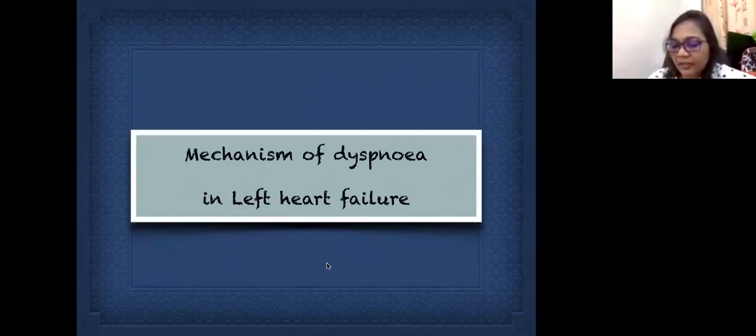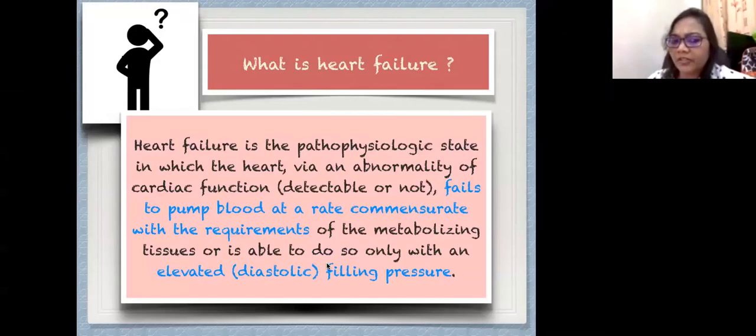How about the mechanism in left heart failure? Actually, we'll go a little bit deeper into this because this is the basis of management of most of the heart diseases. Your entire outcome will depend on how quickly you were able to identify heart failure and how quickly you were able to manage it. So you all know the definition of heart failure: the heart fails to pump blood at a rate commensurate with the requirements of the body, or does so with an elevated filling pressure. So essentially the basic mechanism is that the filling pressure is increased.